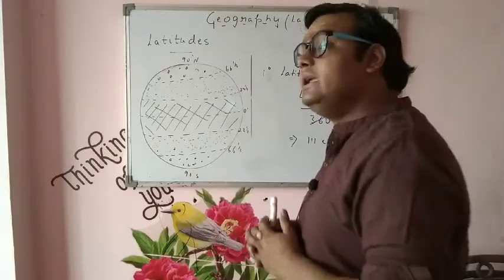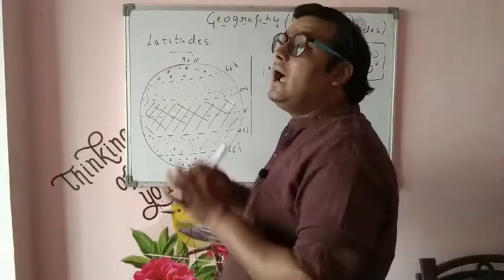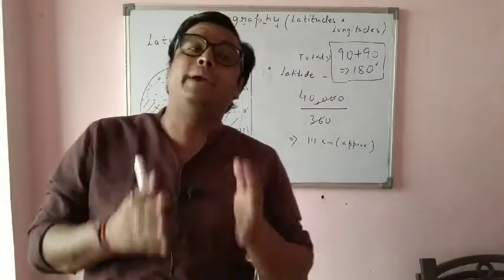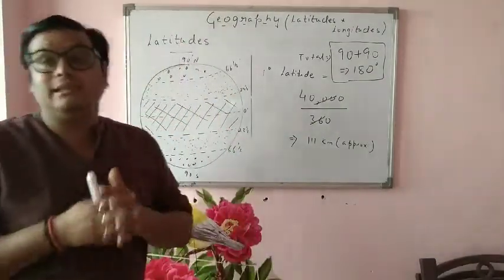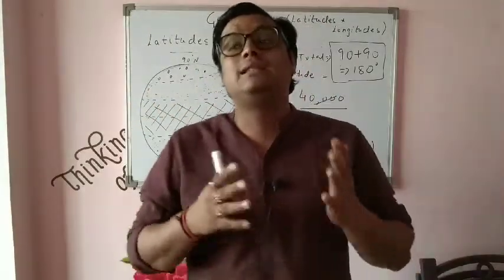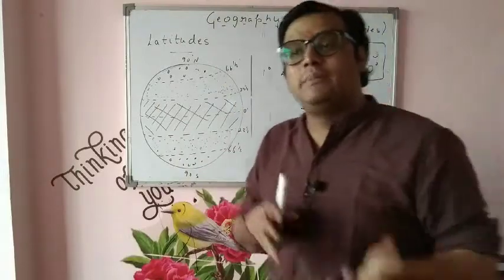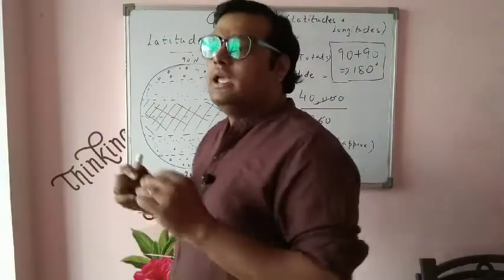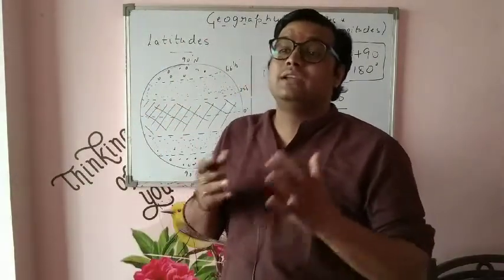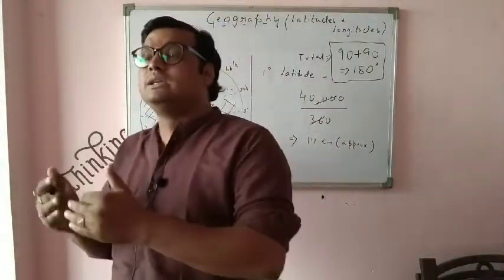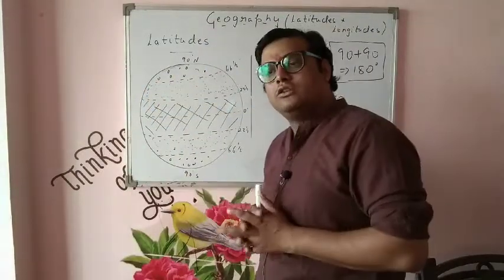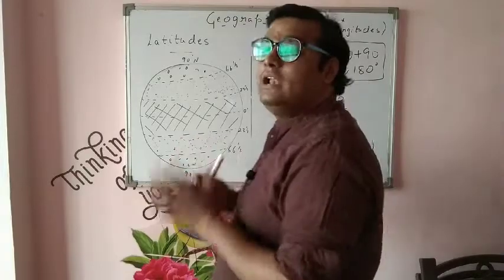Heat zones are basically classified by the amount of sun rays received directly by a particular place. When the sun rays fall directly on a place, that place would be much hotter than other places. This is common sense, you know. If a surface gets more sunshine, more sun rays, then it would be much hotter than a place which is not getting the sun rays directly. In the same manner, heat zones are also determined, and latitudes help in that.